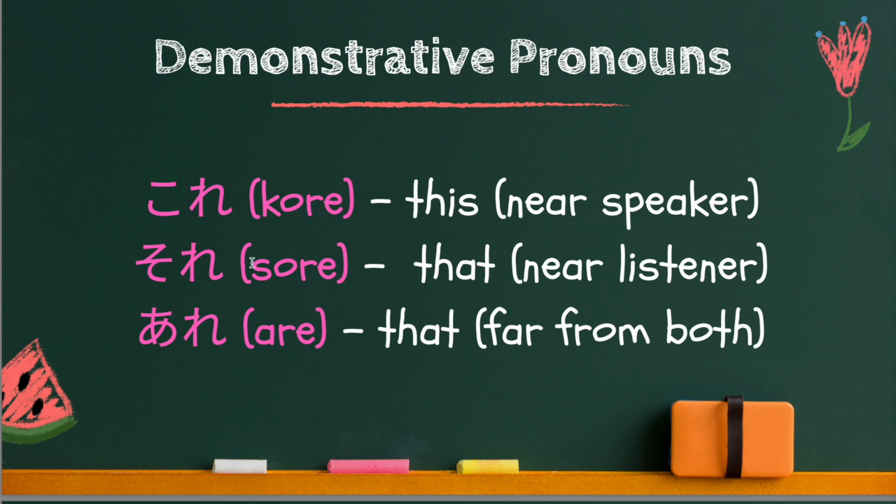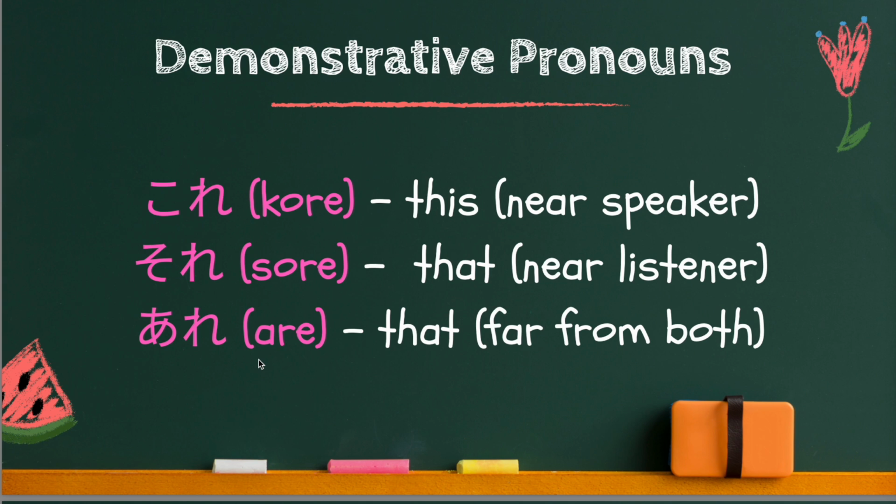これ、それ、あれ。これ means this. これ is used when the thing is near the speaker. それ means that. それ is used when the thing is near the listener. あれ means that. あれ is used when the thing is far from both of us.